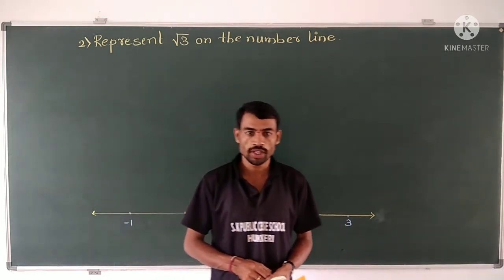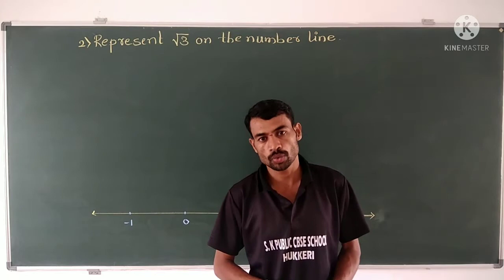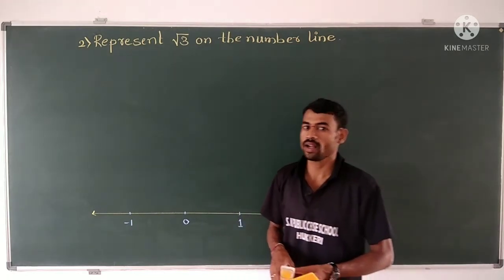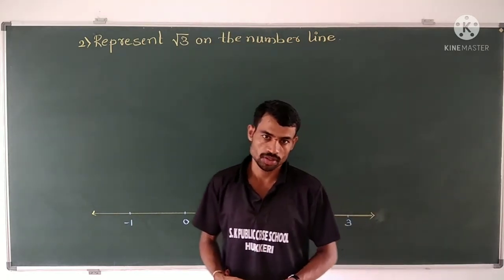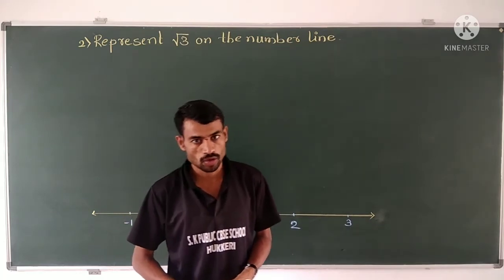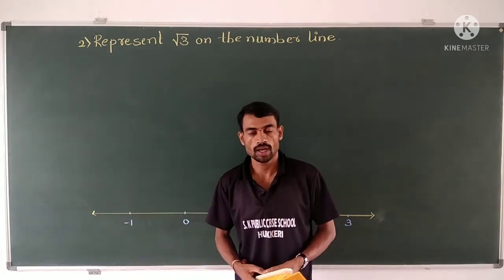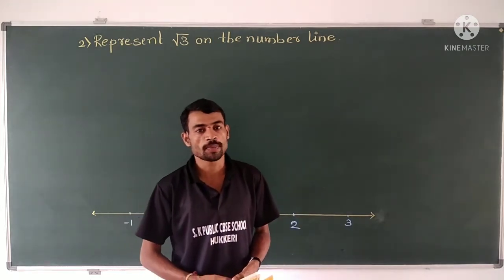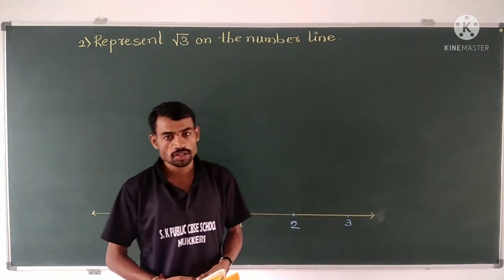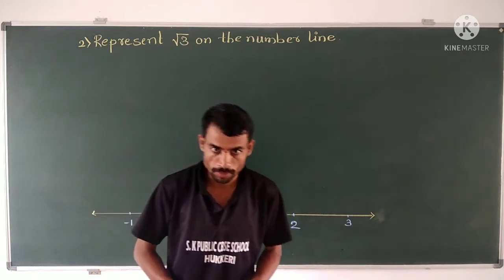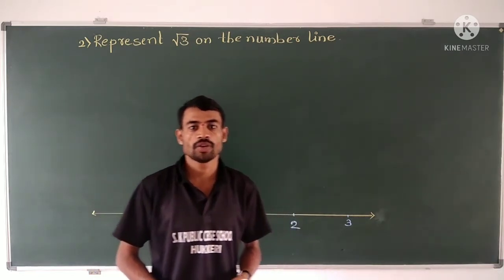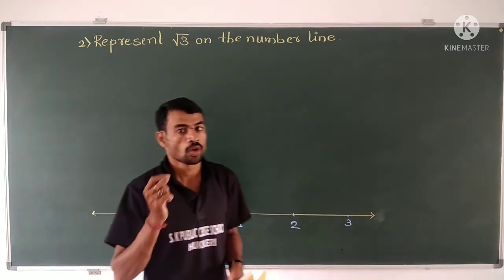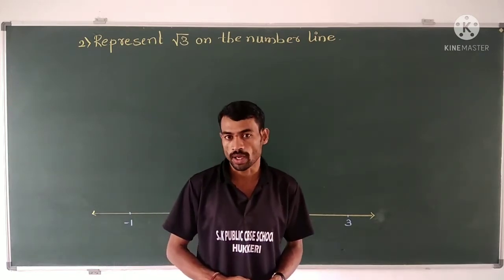2, root 3, root 5, root 7, root 8. So numbers like this are irrational numbers. And pi is also one of the irrational numbers. And we have also discussed in a previous class how to represent irrational numbers on the number line. Along with that, we have also represented root 2 on the number line.